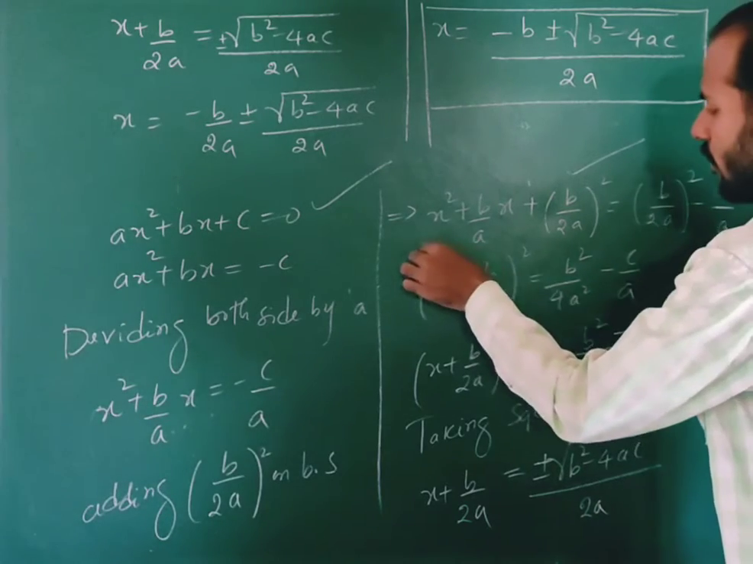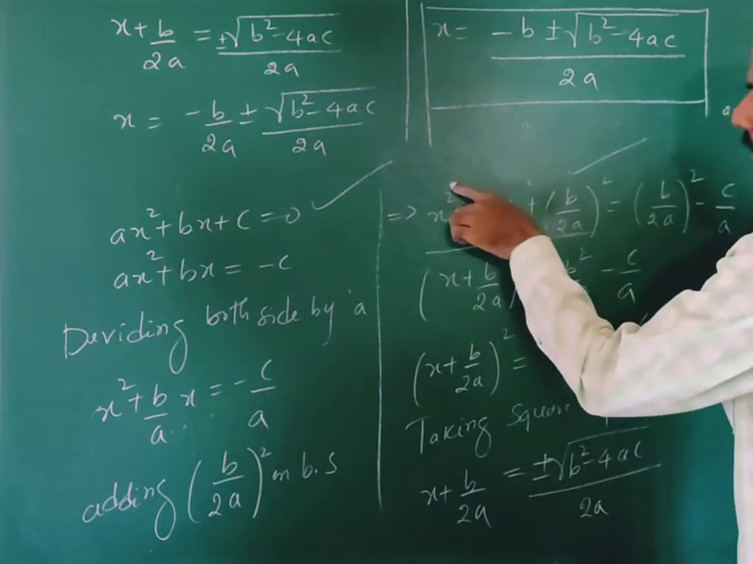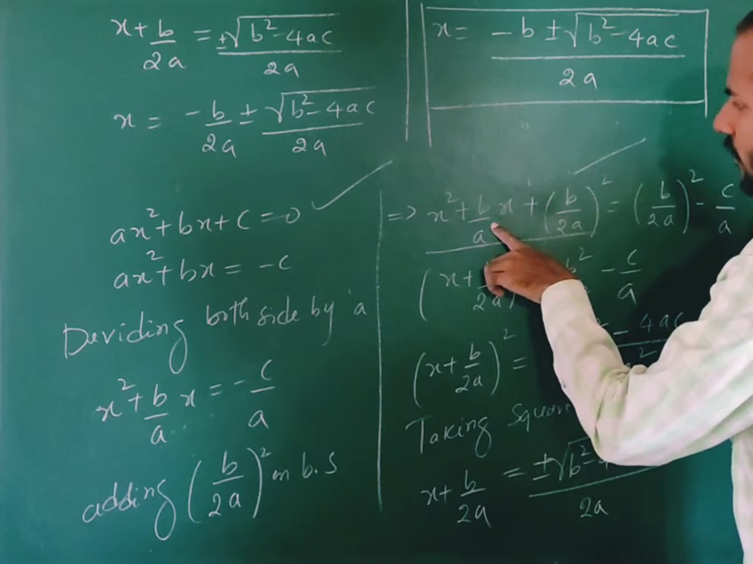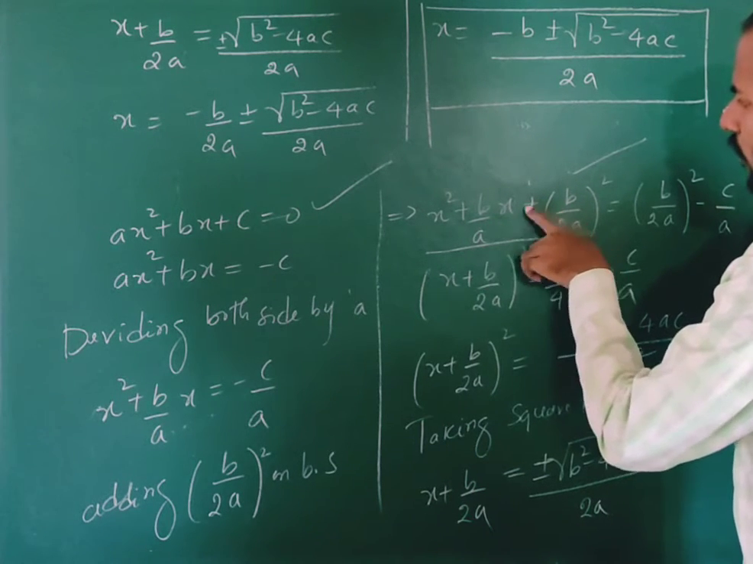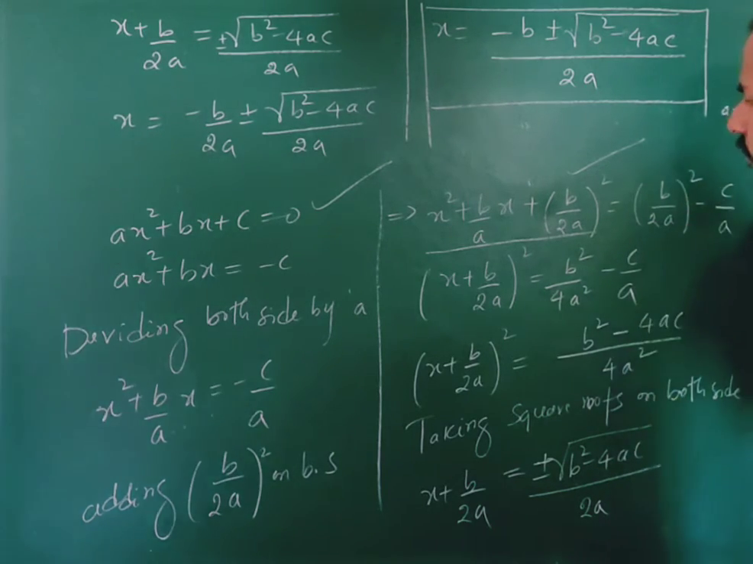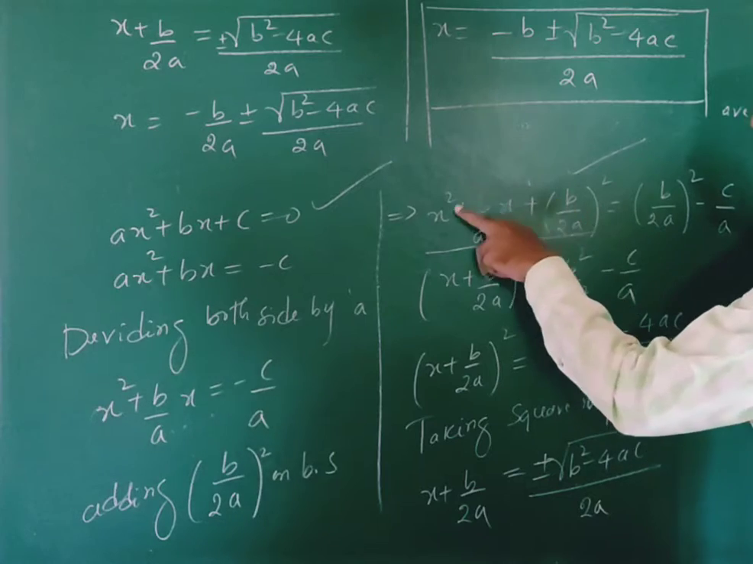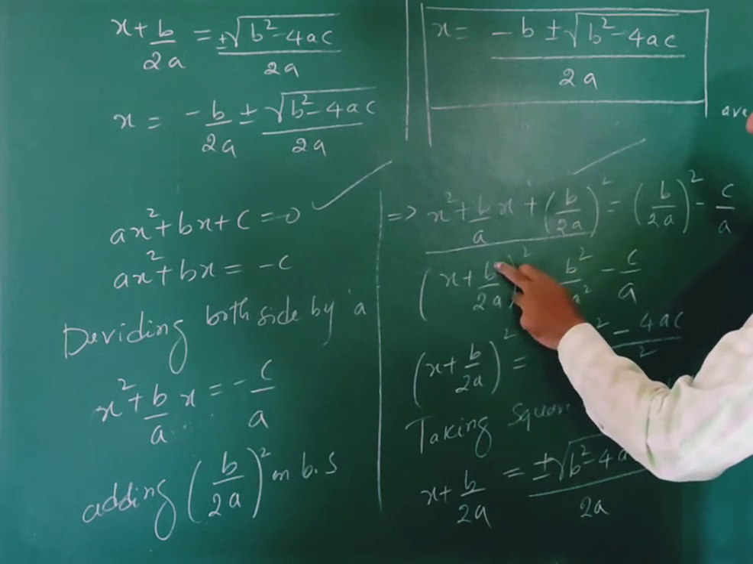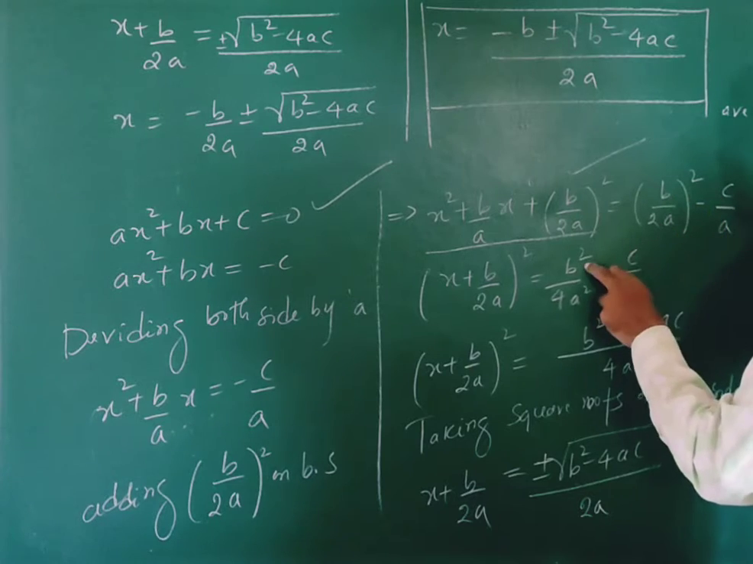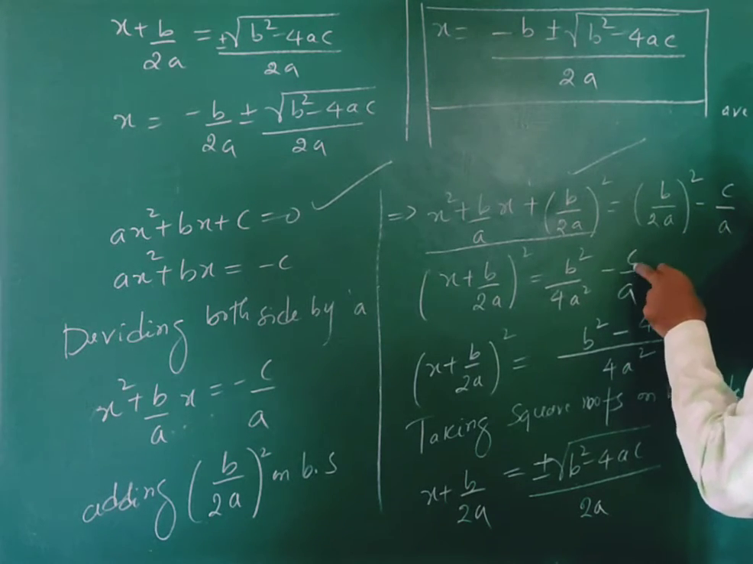And this term, what I said now, a square plus b square plus 2ab, right? a square plus b square plus 2ab. Again here also (b by 2a) whole square minus c by a. Now this whole term can be written as (a plus b) whole square. Again taking the square, b square upon 4a square minus c by a.